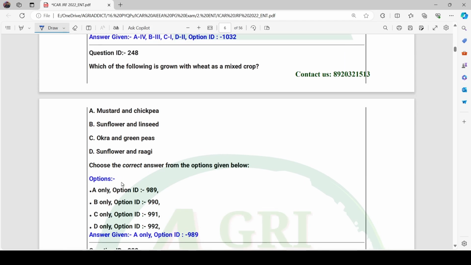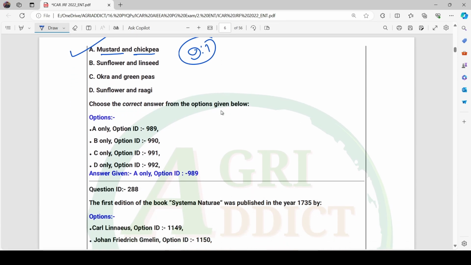The next question is, which of the following is grown with wheat as a mixed crop? The crop should be a crop of the Rabi season. Here most of the options are crops of the Rabi season, but mainly mustard, chickpea and linseed are the important crops grown with wheat as a mixed crop. Mostly mustard and chickpea. You all know the 9:1 ratio of intercropping of mustard and wheat. So it is a very important question. A only is the correct answer.